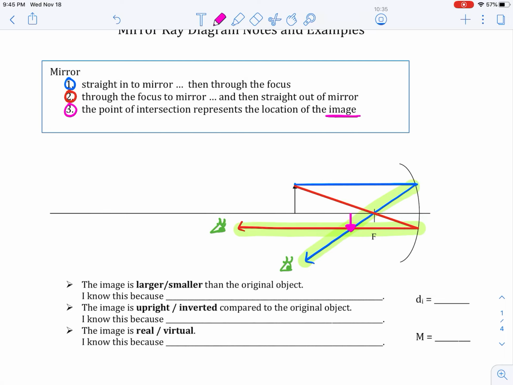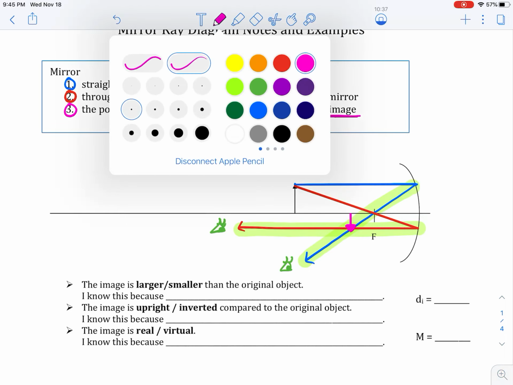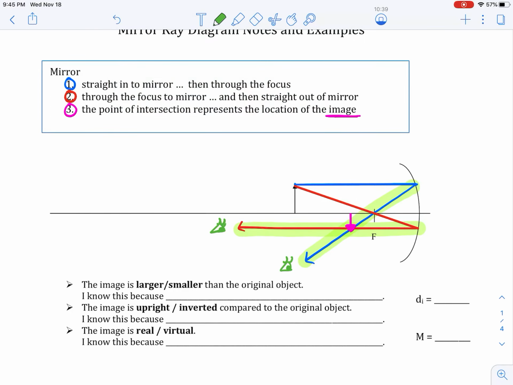Okay, so the pink arrow represents the image. Now we have some words that we need to choose in the statements below, and then we're going to give ourselves some information.